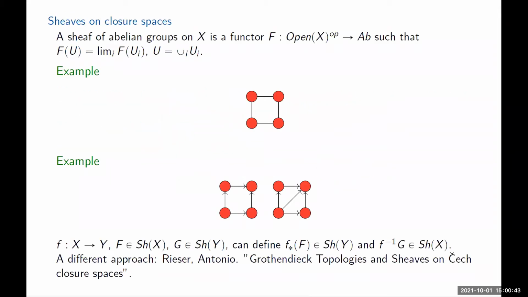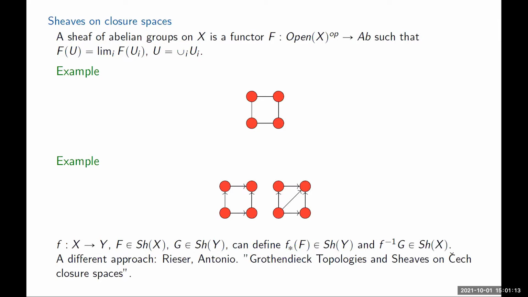And then some personal passion project of mine is to make sheaf theory work for closure spaces. So just a reminder, a sheaf of abelian groups on a closure space X is going to be a functor from the open sets. So this is nothing new, okay? Edward Čech defined this a long time ago, and it's just a natural extension from the definition from topological spaces.